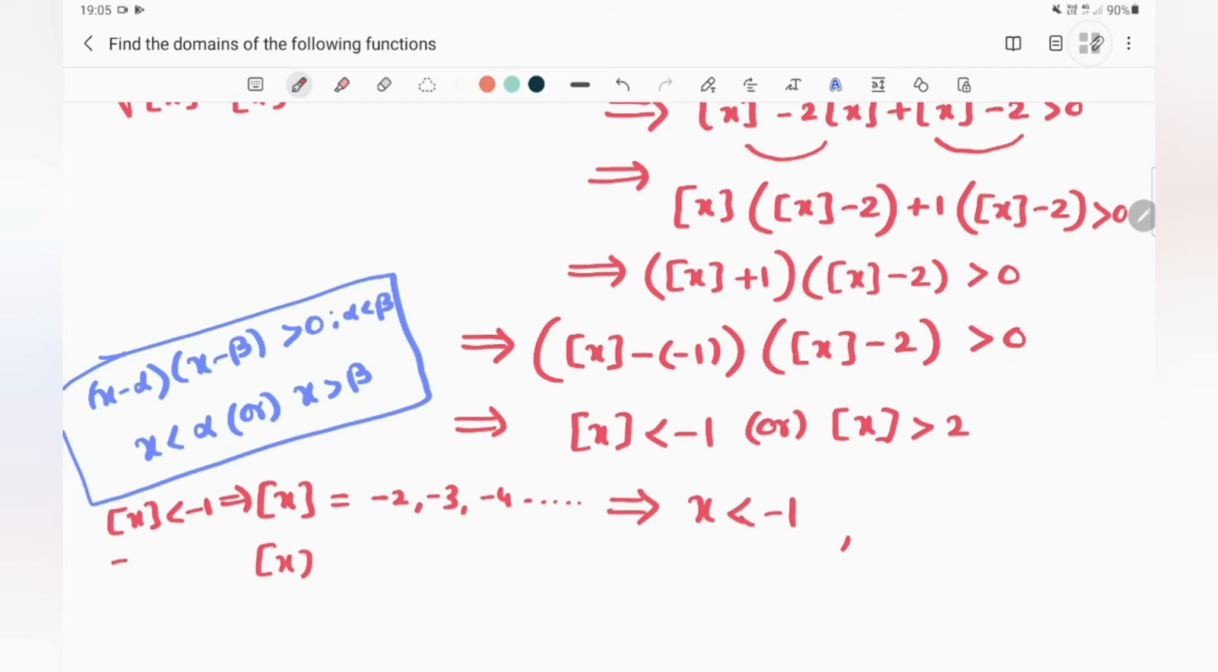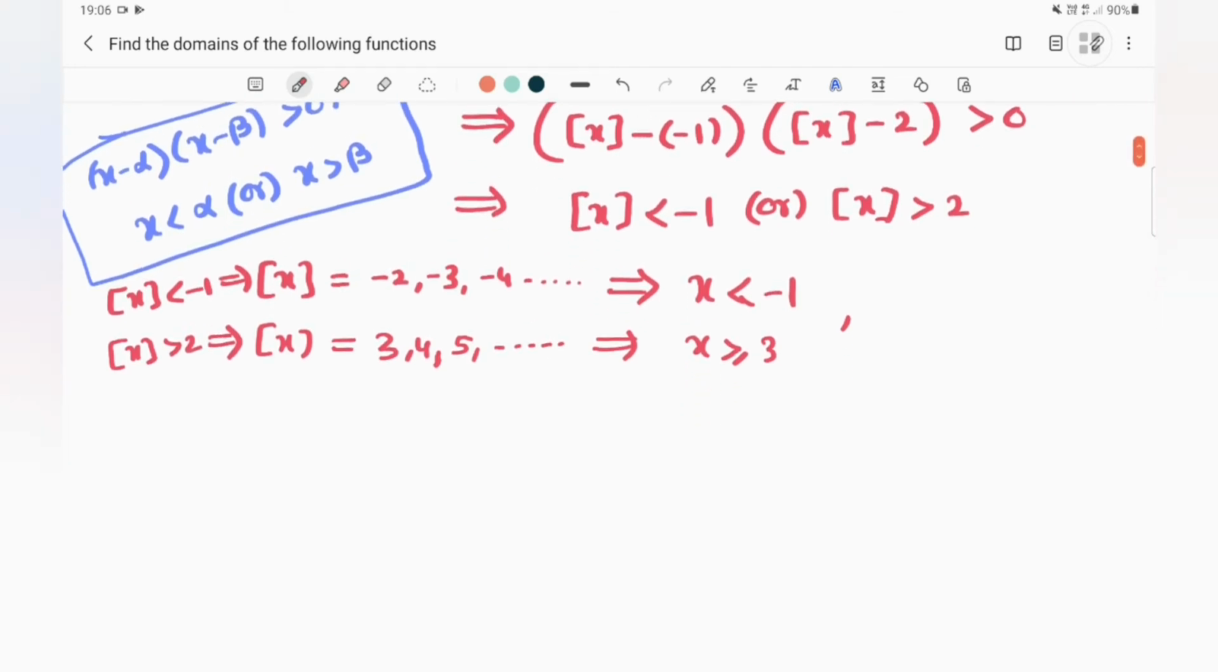In the same way, [x] is greater than 2 implies that [x] will take the values 3, 4, 5 and so on. [x] is greater than 2 gives this information, while [x] less than minus 1 gives minus 2, minus 3 and so on. So that implies that x is greater than or equal to 3 we are getting here. But here x is less than minus 1 only. So the combination of these two you can write as the union: x is less than minus 1, or x is greater than or equal to 3.